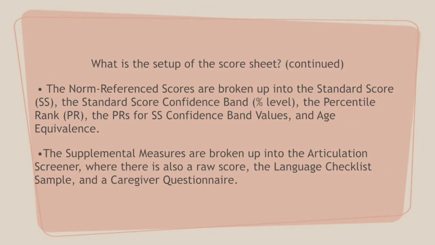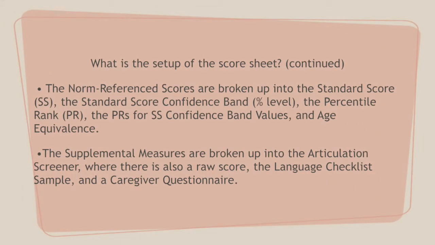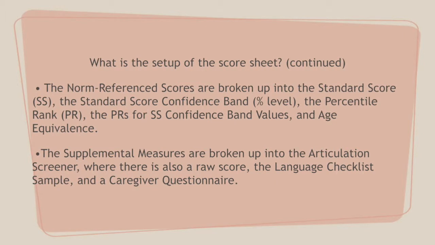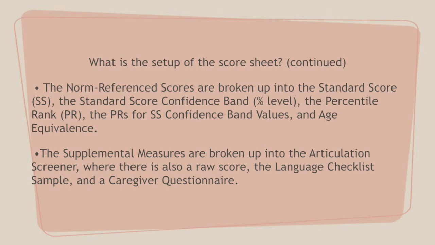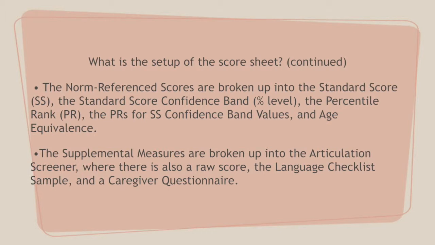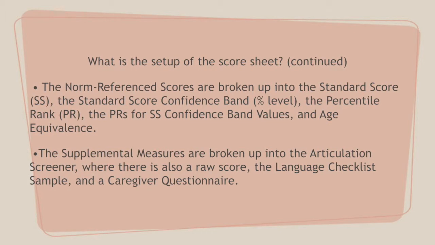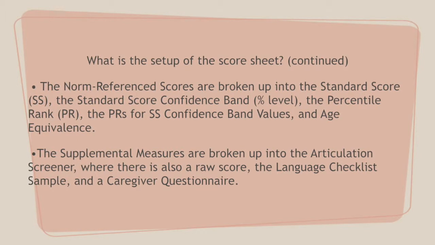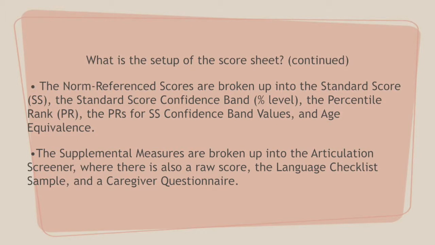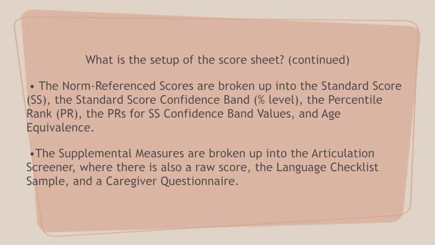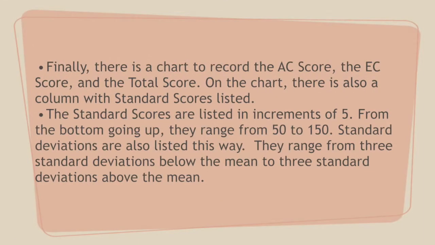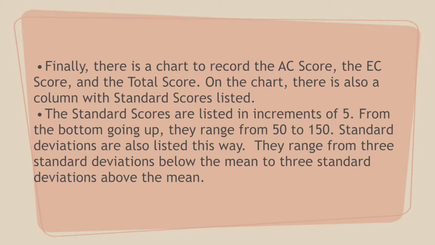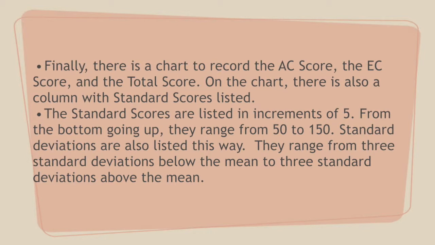The norm reference scores are broken up into the standard score confidence band, the percentile rank. The percentile ranks for standard score confidence band values and age equivalents. The supplemental measures are broken up into the articulation screener, where there is also a raw score, the language checklist sample, and a caregiver questionnaire. Finally, there is a chart to record the auditory comprehension score, the expressive communication score, and the total score.